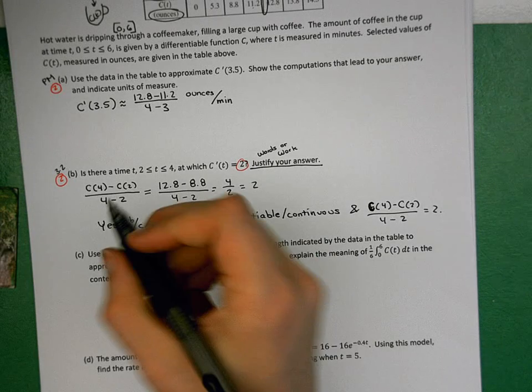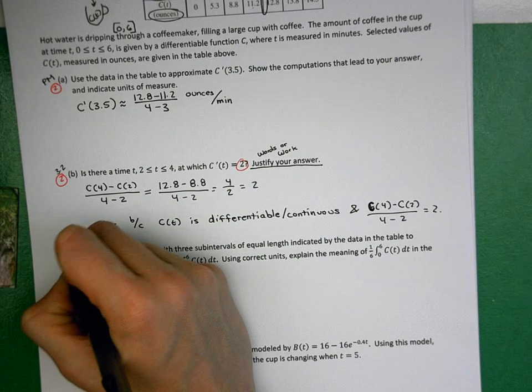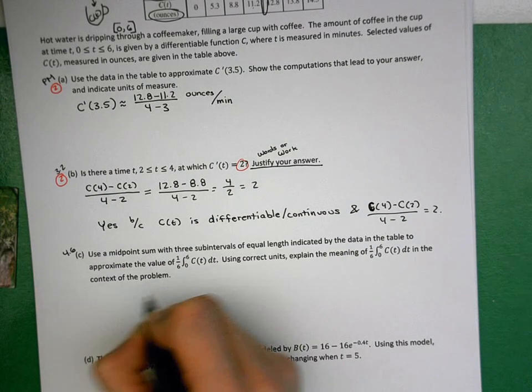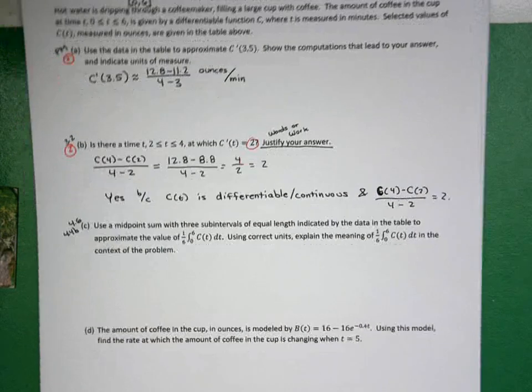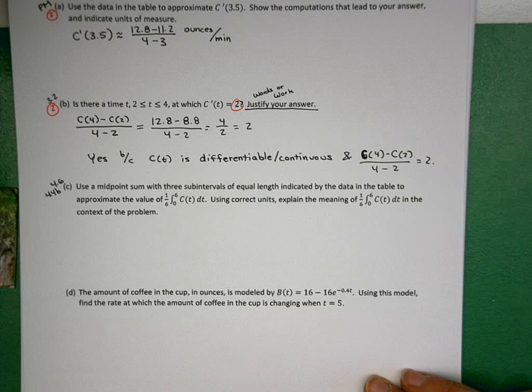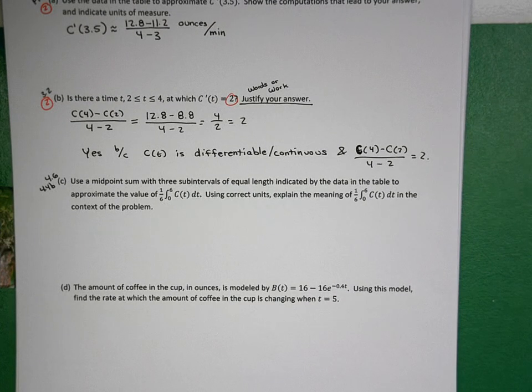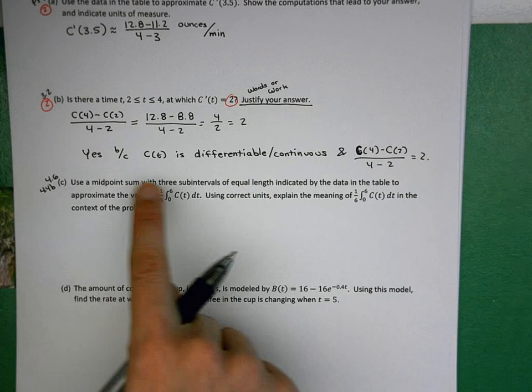Okay, part C, we are coming out of 4.6 initially speaking, although a little piece of this is also going to come from 4.4b as we get into the problem. C says use a midpoint sum, so that's the 4.6, with 3 subintervals of equal length indicated by the data in the table.